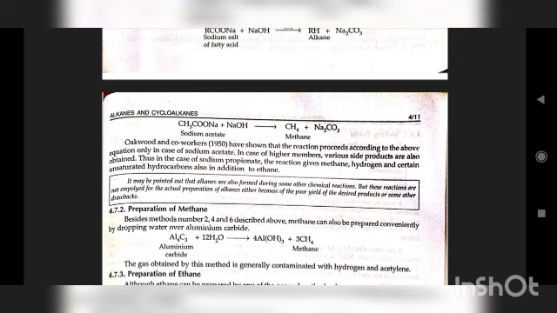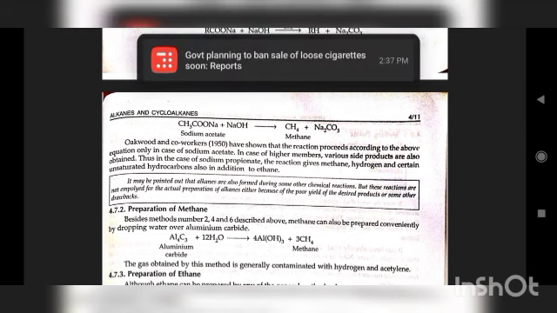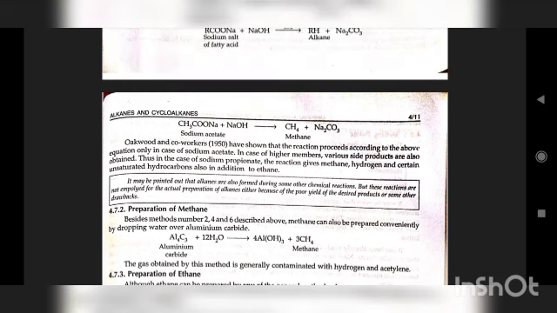Whitmore and co-workers have shown that the reaction proceeds according to the above equation only in case of sodium acetate. In case of higher members, various side products are also obtained. Thus, in the case of sodium propionate, the reaction gives methane, hydrogen, and certain unsaturated hydrocarbons also in addition to ethane. It may be pointed out that alkanes are also formed during some other chemical reactions, but these reactions are not employed for the actual preparation of alkanes either because of the poor yield of the desired products or some other drawbacks.